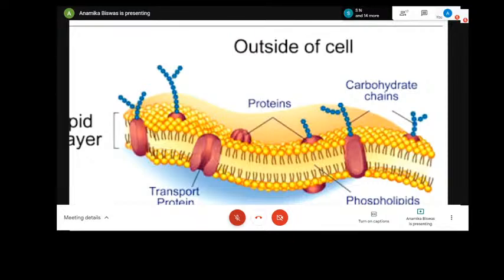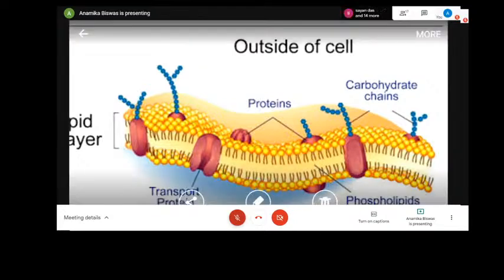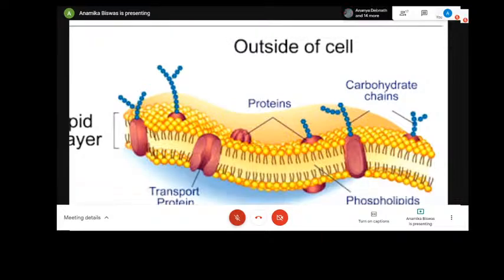Here you need to learn the difference between active and passive transport, and what osmosis, diffusion and facilitated diffusion are. These are the important questions from this topic.